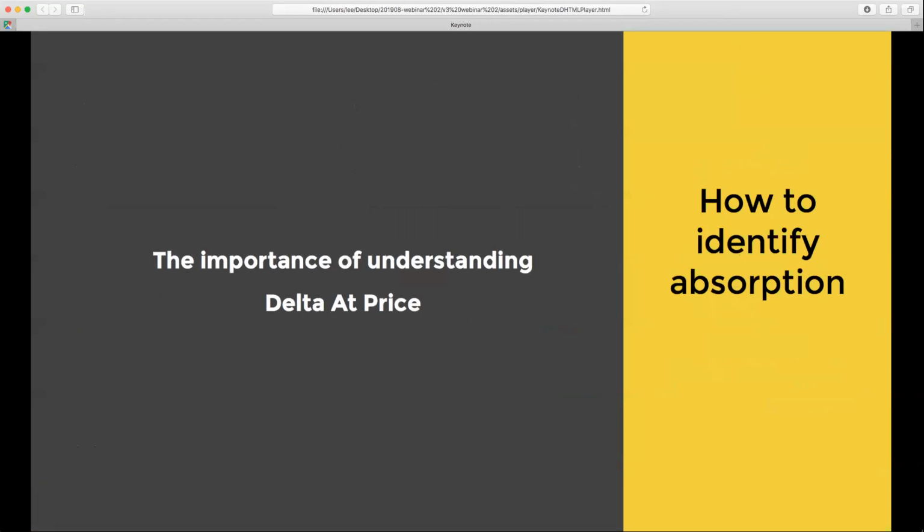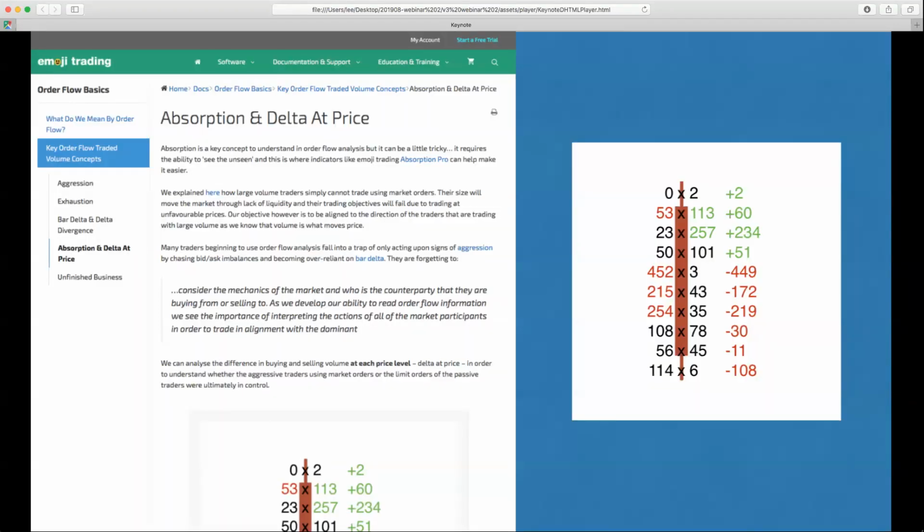So how do we identify absorption? The key is understanding the delta at every price level. Now, when we look at the footprint, typically we are looking at aggression. If you look at the candlestick on the right-hand side, it's a down candlestick. We can see various imbalances in it.